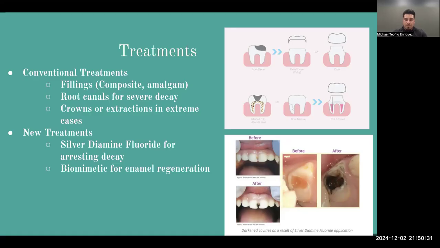And in the image on the upper right, you see the difference in those types of treatments, what a filling would be compared to what a crown and what a root canal treatment would look like.